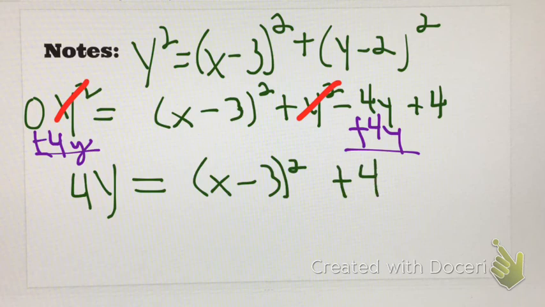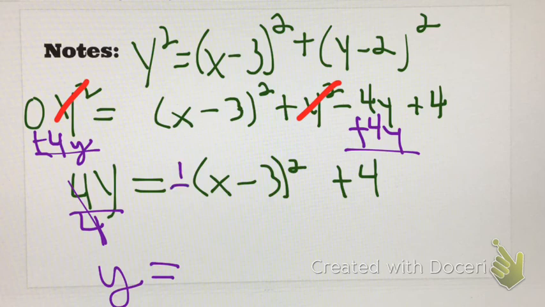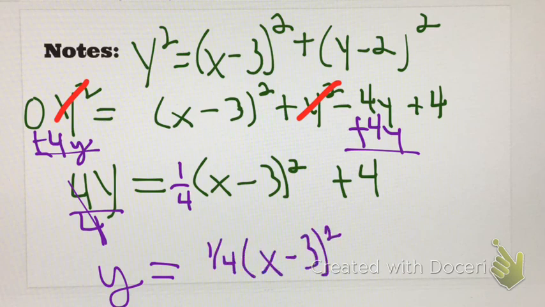And now our last step is going to be pretty much our last step. Divide the whole equation by 4, or some people say multiply by 1/4. But we're going to say divide everything by 4 here. It's just a little easier to deal with. So divide by 4, 4 cancels. You're left with y equals. Divide this whole thing by 4. We said earlier that's the same as multiplying by 1/4. That's why we're getting that 1/4 out there in front of the x minus 3 squared. And then 4 divided by 4 here is just 1.